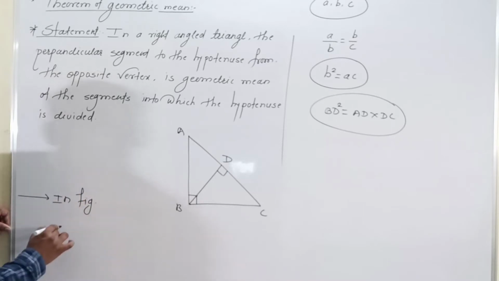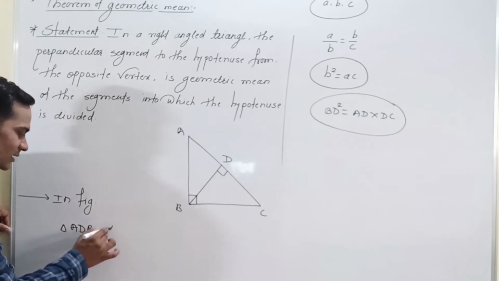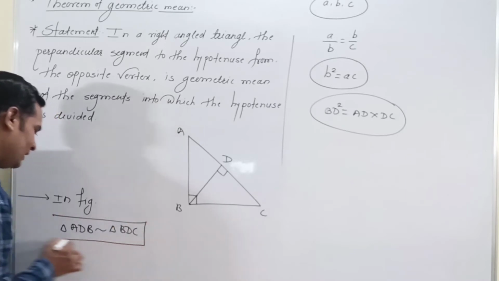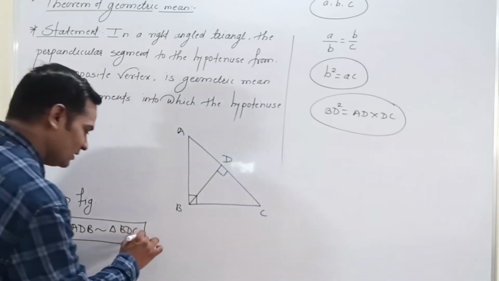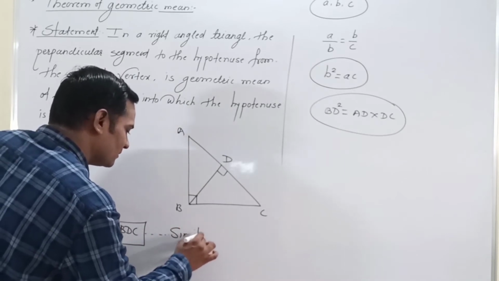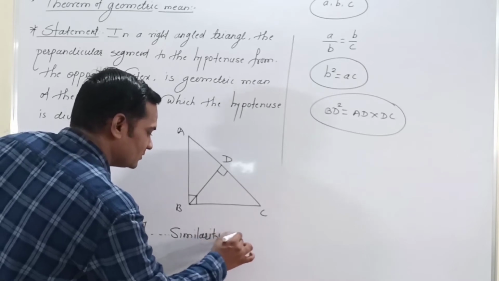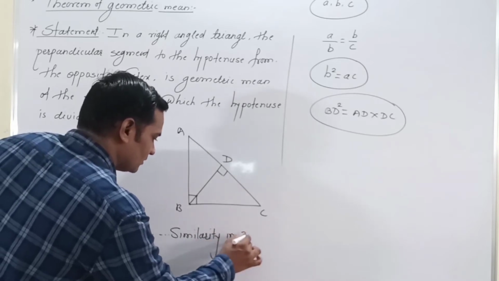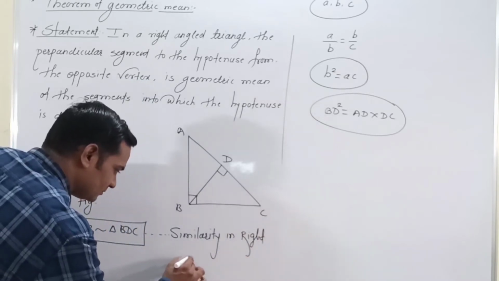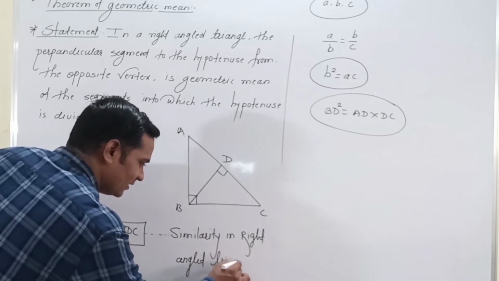So what is that in a figure? Triangle ADB. Look at that triangle ADB, similar triangle BDC. Triangle ADB, similar triangle BDC, and just write down the reason. Similarity in a right angle triangle.